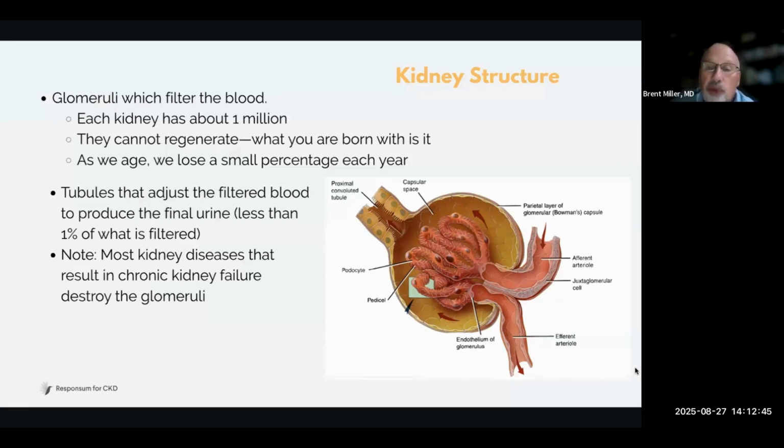Now, then you have the tubules, which start there on the left side with the arrow going out, the proximal convoluted tubule. That's where the filtered blood goes. So now it's a filtration of plasma. And then the tubules in your kidney adjust that. And what's left after adjusting it and reabsorbing the nutrients and electrolytes is your urine.